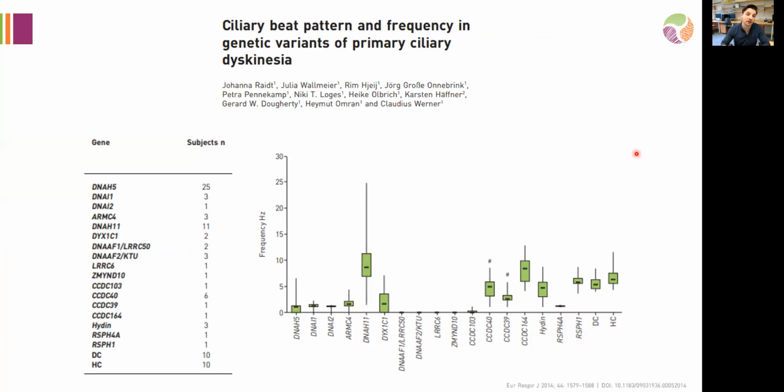There are a couple of papers that look at PCD mutation and ciliary beat frequency. This paper here from Johanna Raidt in Germany had a couple of different gene mutations and the associated frequency. As you can see, the number of subjects was low to very low. But we can see that DNAH11 here, which is a normal electron microscopy mutation, seems to be singled out with a higher frequency compared to inner dynein arm defects, which are virtually immotile, so have virtually a zero frequency.